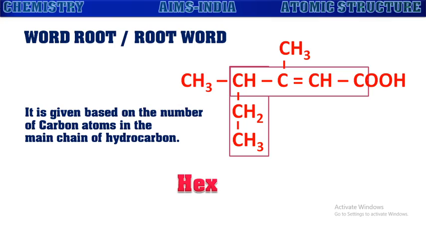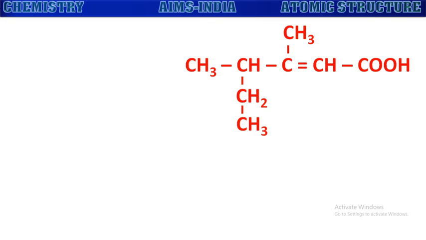In this way, the main chain should contain the maximum number of carbon atoms. At the same time, if there are any double bonds or triple bonds or functional groups, those also should be included in the main chain. Now let us see the primary suffix for that compound.